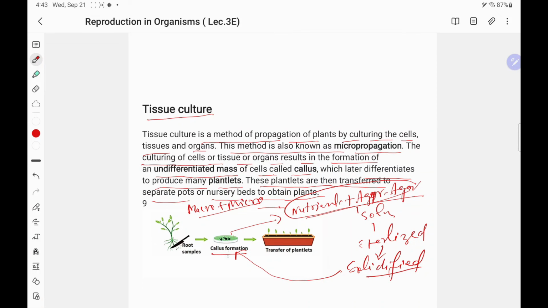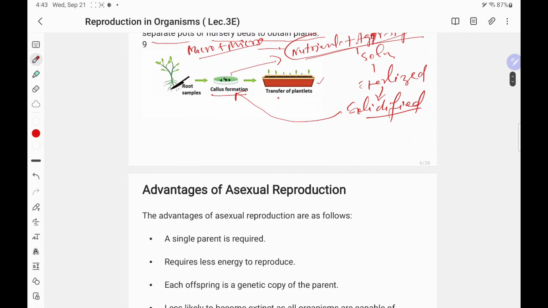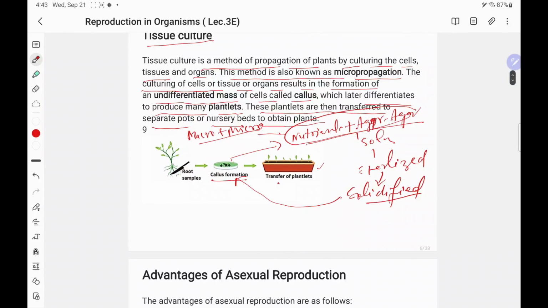this culture pot for callus formation, and then it grows plantlets, and the plantlets are transferred to pots and nursery beds to obtain plants, whatever you want.